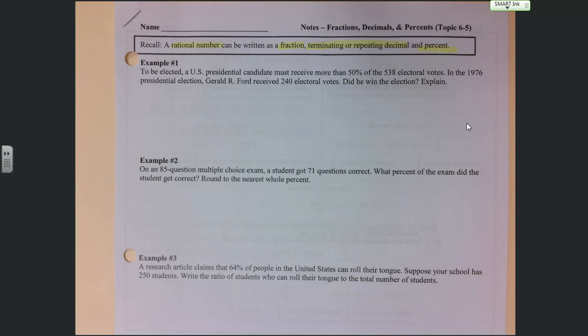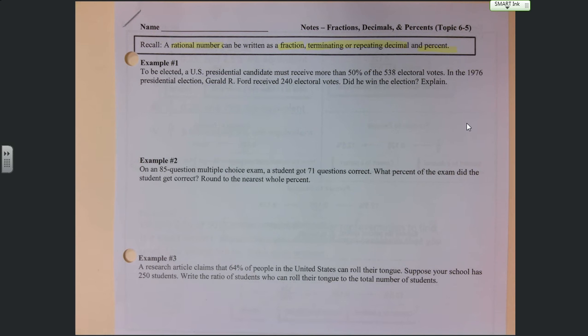So for question number 1, again, as I said before, percents can be solved many different ways. So the way that I'm showing you doesn't necessarily have to be the one and only way to solve this problem. Example 1 is talking about, to be elected, a U.S. presidential candidate must receive more than 50% of the 538 electoral votes. In the 1976 presidential election, Gerald R. Ford received 240 electoral votes. So did he win the election?